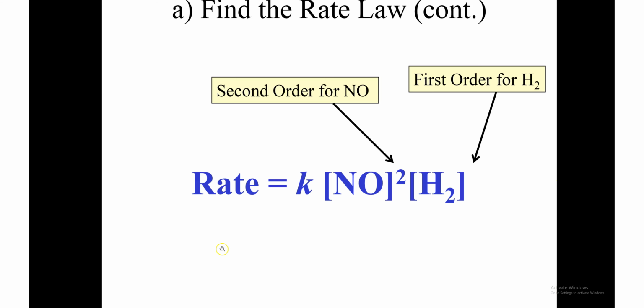All right, so to find the final rate law, you're going to put the 2 exponent in there for the second order, and for the first order, you leave the exponent blank. But you do have to put first orders in. Zero orders will not be put in there. And then you finally write rate equals k[NO]^2[H2].